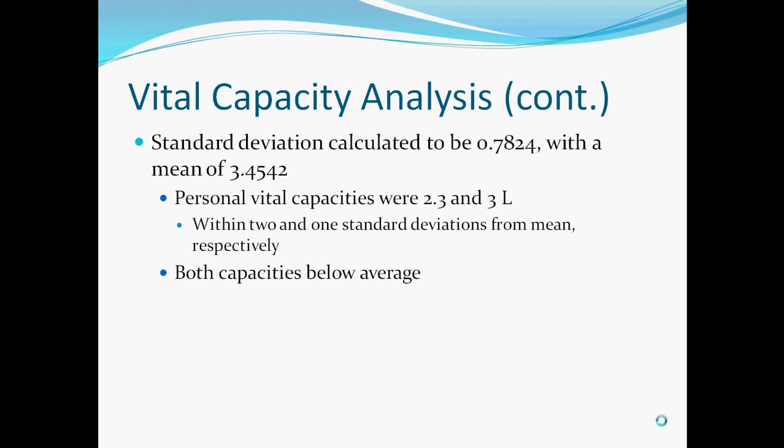Specifically for the team, we were 2.3 and 3 liters. 2.3 liters was 2 standard deviations from the mean, which makes it outside the normal distribution. However, the 3 liter vital capacity is within 1 standard deviation of the mean, which makes it within the normal range. But both data points are below the average vital capacity for the class.